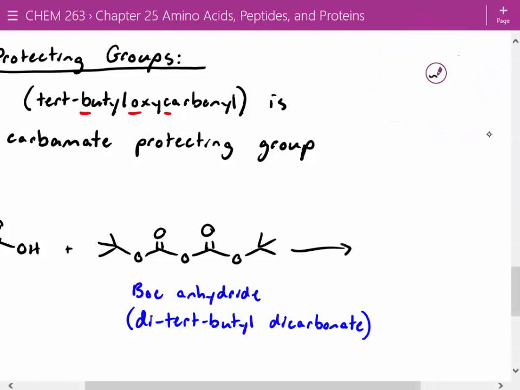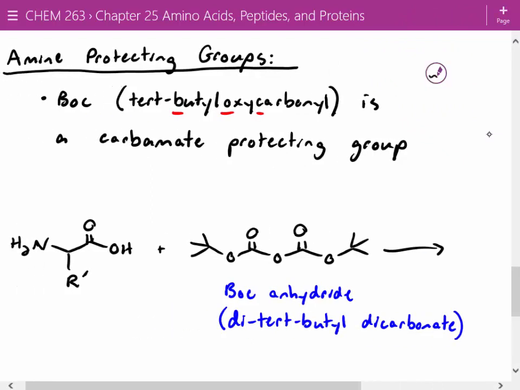When we do this, we can install our Boc protecting group onto the nitrogen end, and it will exclusively protect the nitrogen. It won't touch the carboxylic acid or alcohol, which is really nice.